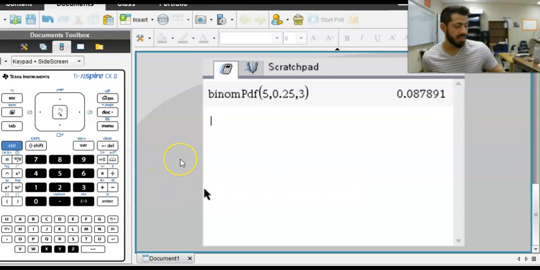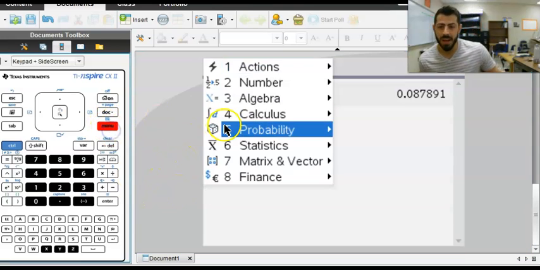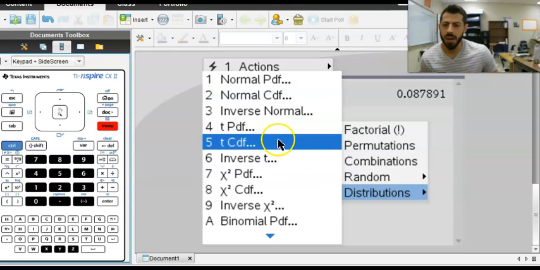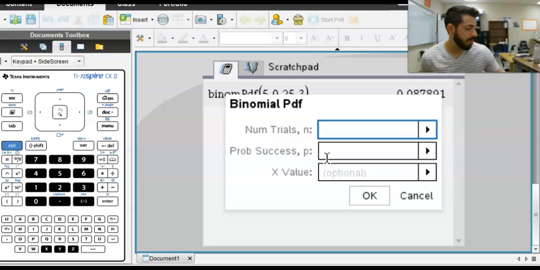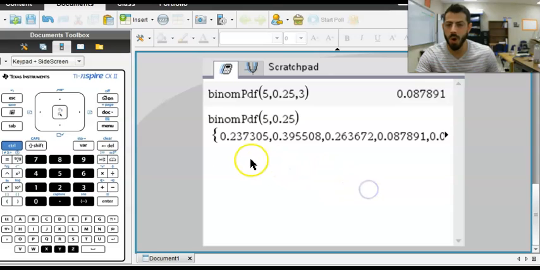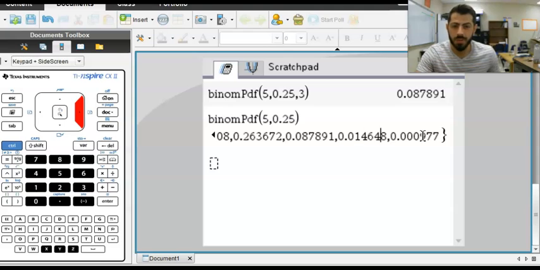Now, one thing to note, if I want to know all of them, then I can do the exact same thing, but leave this part blank, and it will tell me all of the probabilities as we go along. So the probability that none of the kids have type O blood is 0.237. Probability that one kid has type O is this, then this is 2 kids, and this is 3 kids, and then I can keep going and get 4 kids and 5 kids. So one way to answer our question is to just add this value plus this value plus this value together.